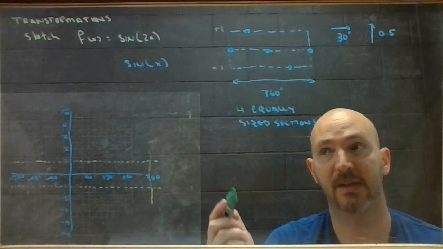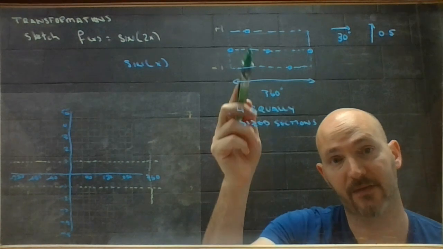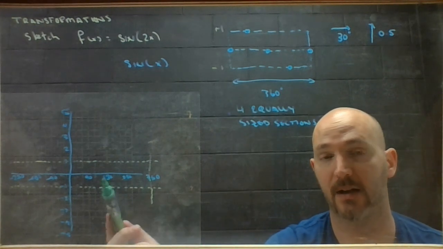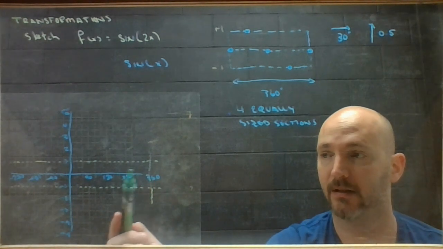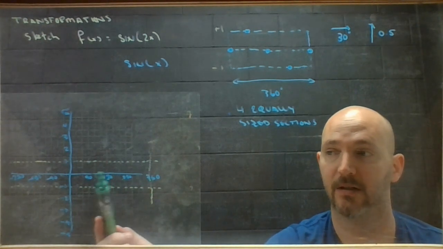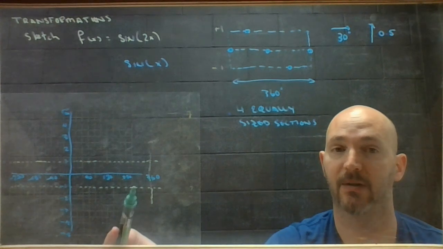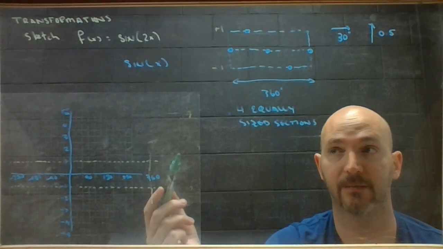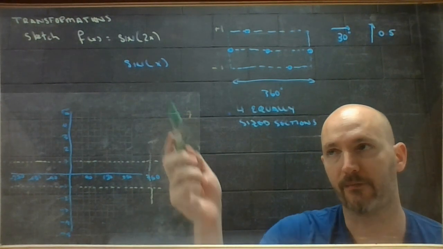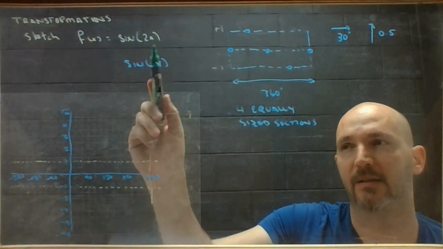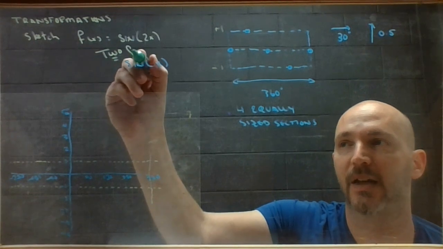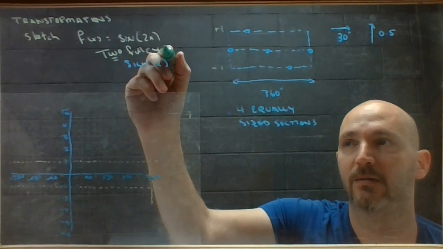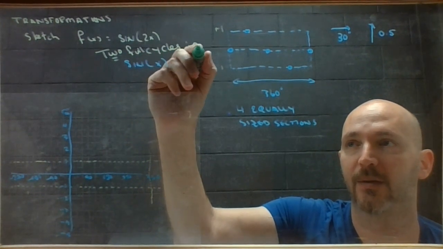Now, if we were just sketching sine x, I would just have to map this pattern into this rectangle. 0 out at the beginning, 0 out at the end, 0 dead center, peak halfway, trough halfway, and then I would have my curve. But sine 2x means that there are 2 full cycles in 360 degrees.